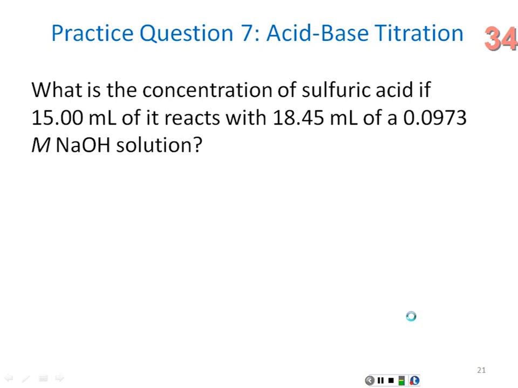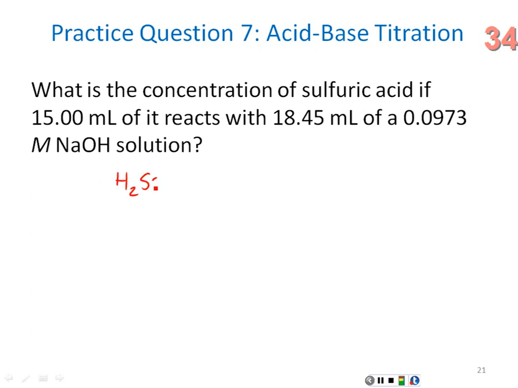Let's try a little bit trickier one. What is the concentration of sulfuric acid if 15 milliliters of it reacts with 18.45 milliliters of a 0.0973 molar NaOH solution? If you remember a couple slides back, it shows the chemical equation for this. If you don't remember that equation, you write it out.